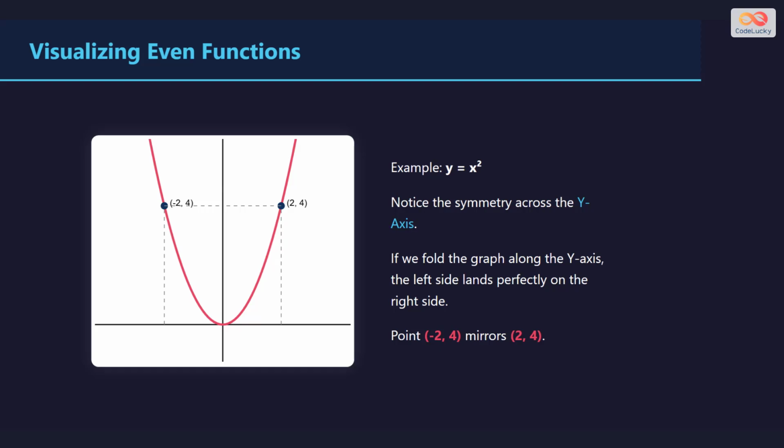Here is the classic example of an even function, y equals x squared. Notice how the graph is perfectly symmetric across the y-axis. The point -2, 4 is a mirror image of the point 2, 4. The height is the same on both sides.